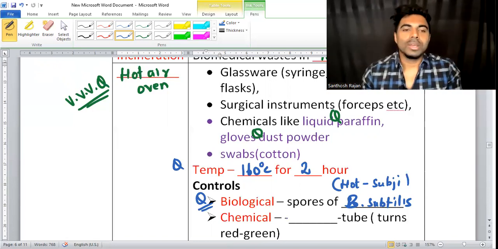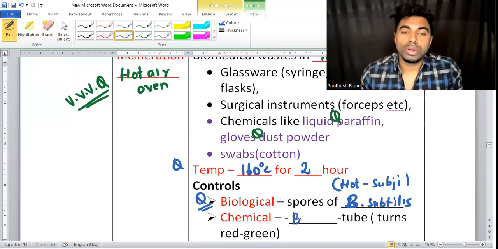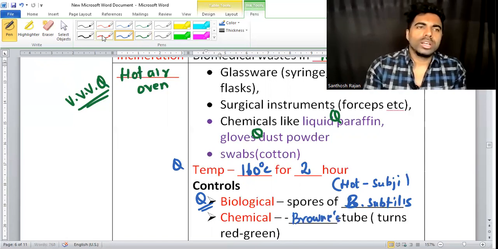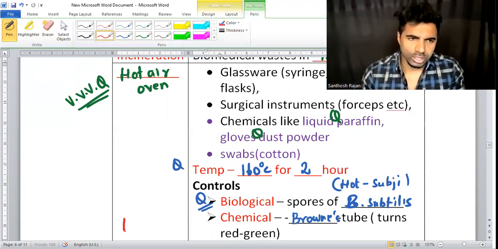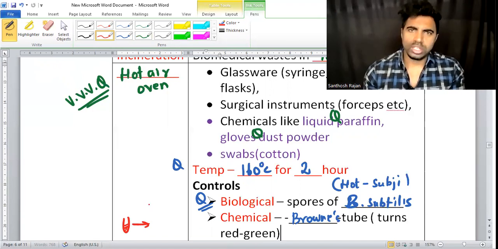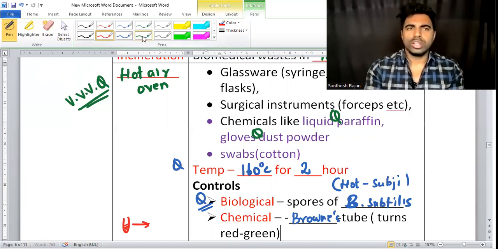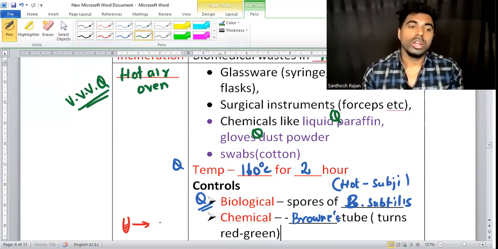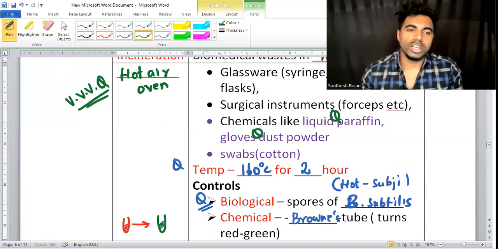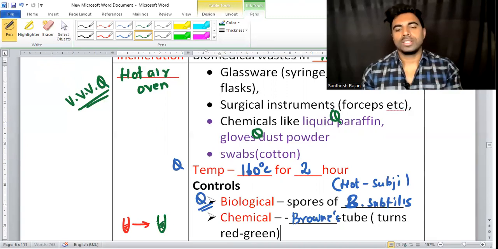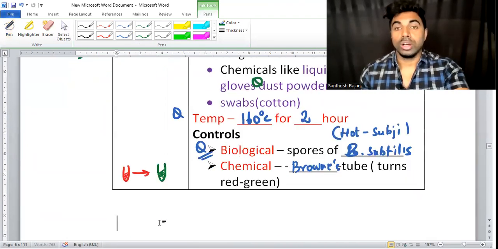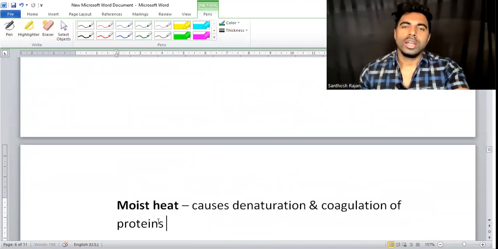Good. Now the chemical indicator. What is the tube name? That's called Brownie's tube, Browne's tube. What happens? Before sterilization, it will be red in color. You put it under the hot air oven, then leave it. After the hot air oven is over, to say it is effective or not, the color should change into green. It will be green like this. Then that is the Browne's tube, and the hot air oven is effective. Okay. That's it. Very easy.